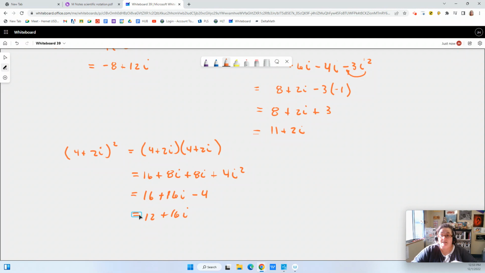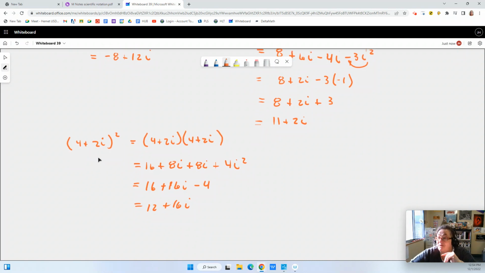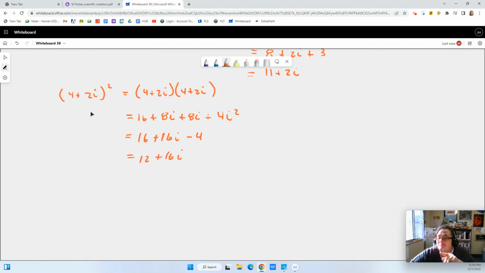So really not super complicated, because the only thing that changes when you're multiplying is if you happen to wind up with a square on your i variable, just change it to -1. Everything else plays like a variable, right? Little trick for you when you're dealing with complex numbers. I know I went over this with some of you last year, right?